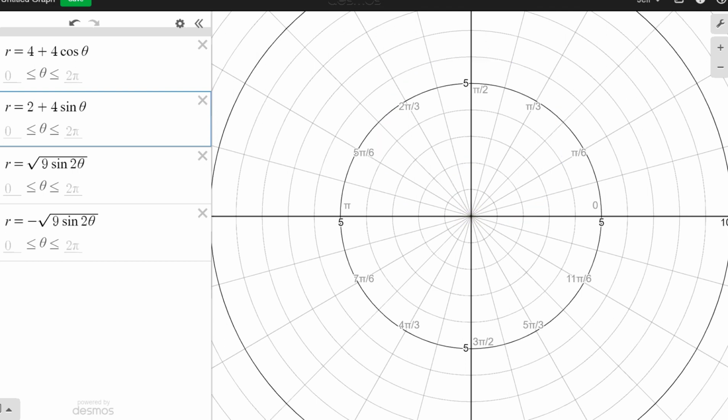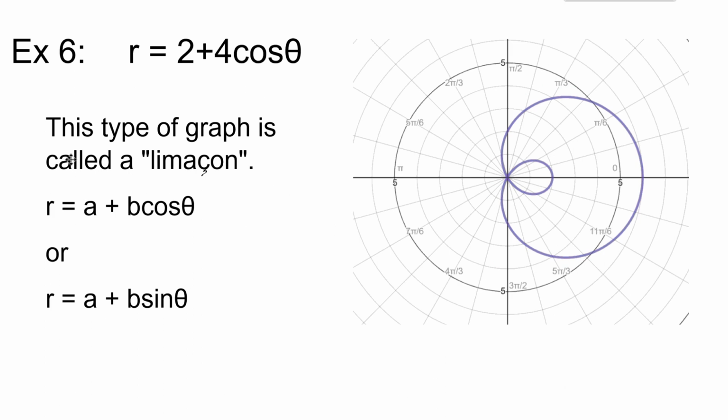All right, so back to this. This thing is called a Limacon. This is that little French letter, the C with the little 3 underneath it. I'm sorry, I don't know what that's called. Anyway, Limacon is in the form a plus b cosine theta or a plus b sine theta, and you get graphs that look something like this.